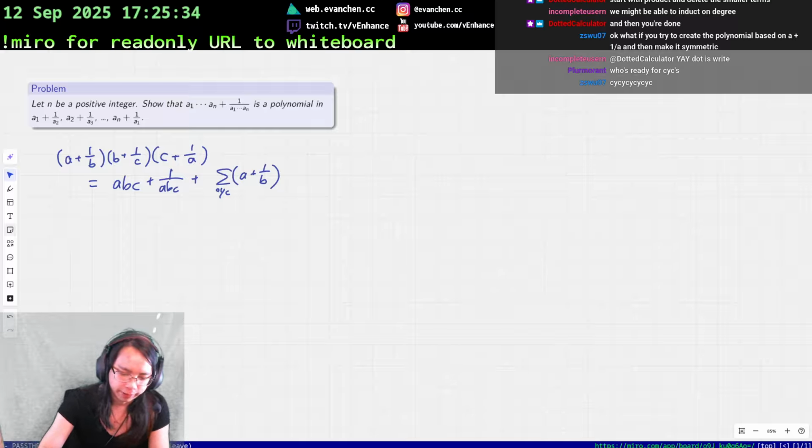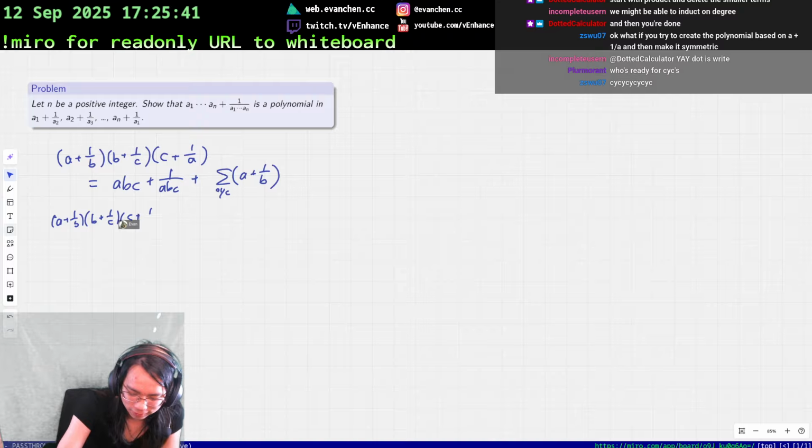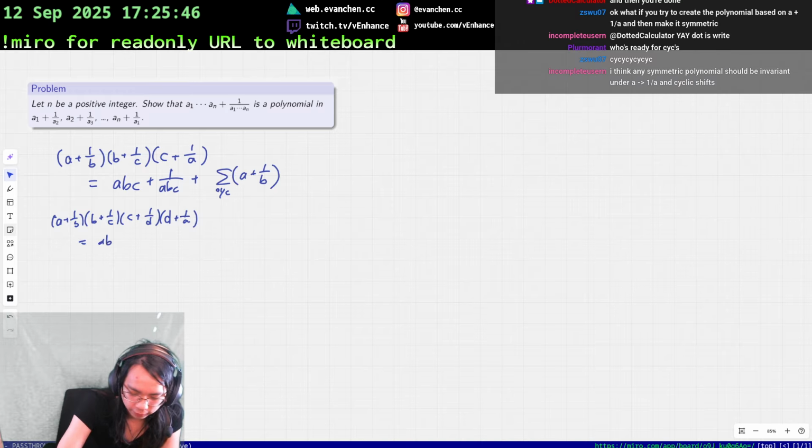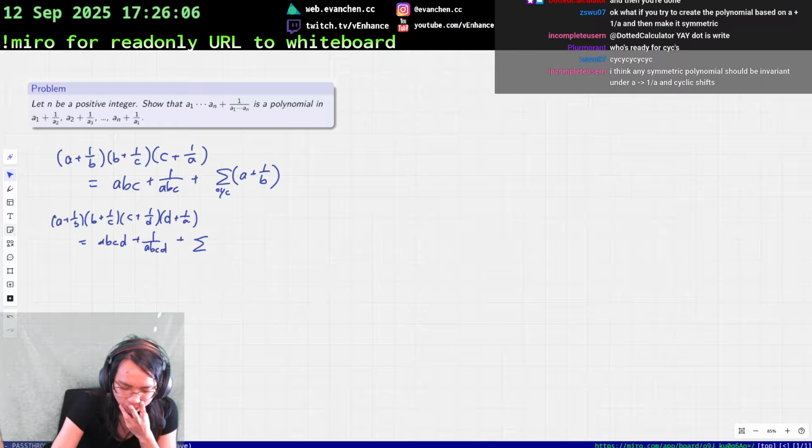Okay, so what is the thing for ABCD? For 4 variables, I'm assuming the polynomial is unique, right? Because I don't see how it could not be unique. So there is some identity, and what is this? It's like ABCD plus 1 over ABCD, and then plus, what are the... Oh, jeez. I feel like they did cyclic.